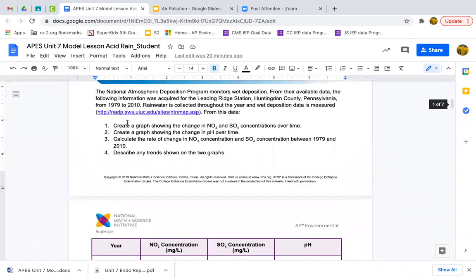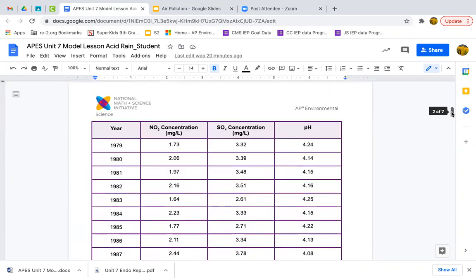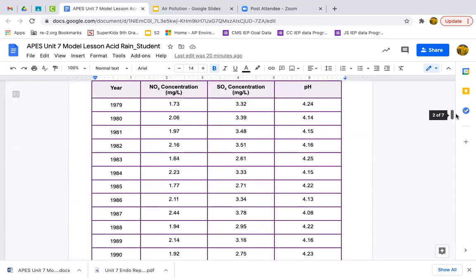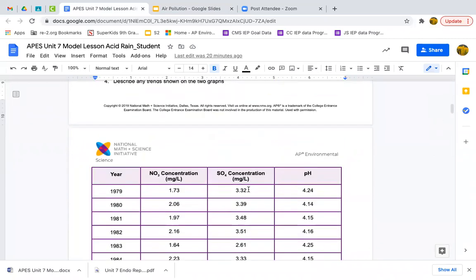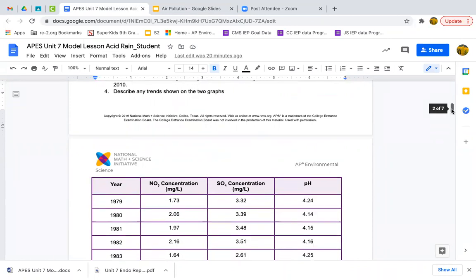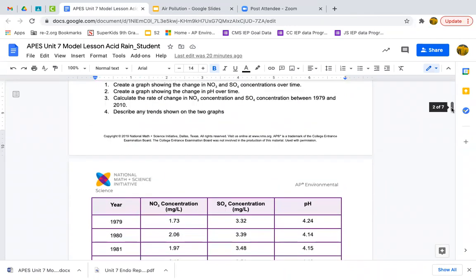So I want you to create a graph showing NO3 and SO4 over time, pH over time, and then I want you to calculate the rate of change. To calculate the rate of change, you're going to take the final value minus the initial value divided by how many years you have. So I want to see a change in concentration for SO4 and NO3.